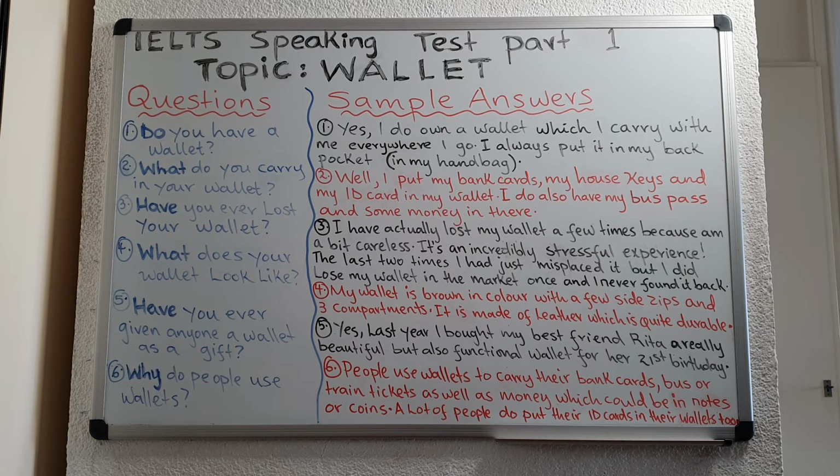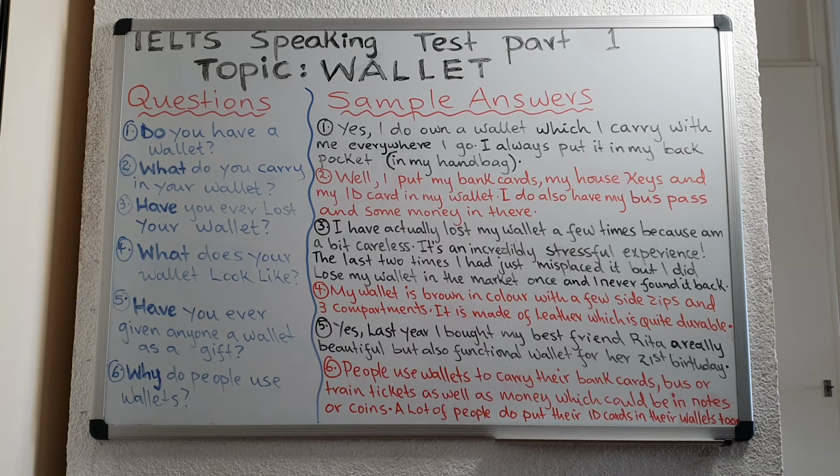So in that sample answer, I described what my wallet looks like. It is brown in color. It has a few side zips. Now, side zips are zips that you find on the side of your wallet, okay? The zip is the piece of metal that you use to open your wallet. That is the zip. You open and close the zip.